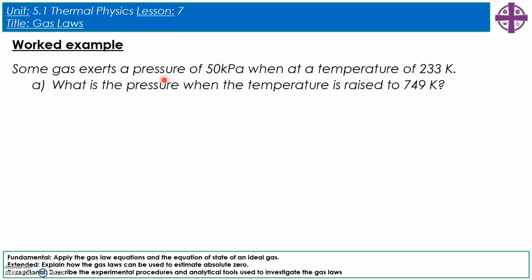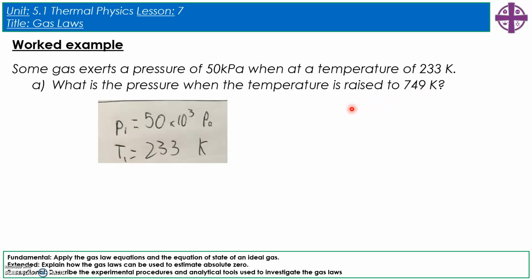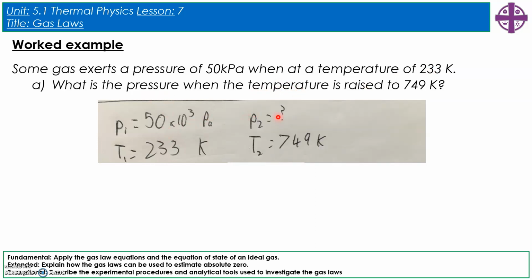So I've got some gas exerting a pressure of 50 kilopascals when it's at a temperature of 233 Kelvin. What is the pressure when the temperature is raised to 749 Kelvin? Well, initially my pressure is 50 kilopascals, 50 times 10 to the power of 3. And my temperature is 233 Kelvin. After the change, after I increase the temperature, my pressure is what I want to work out, and my new temperature is 749 Kelvin.